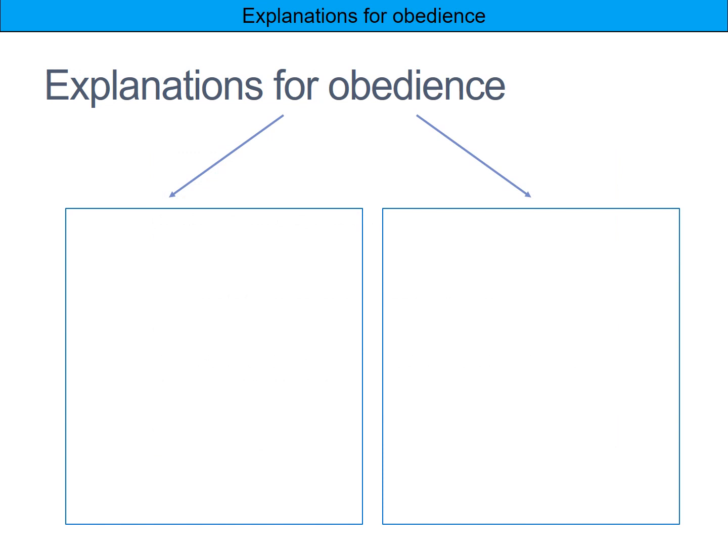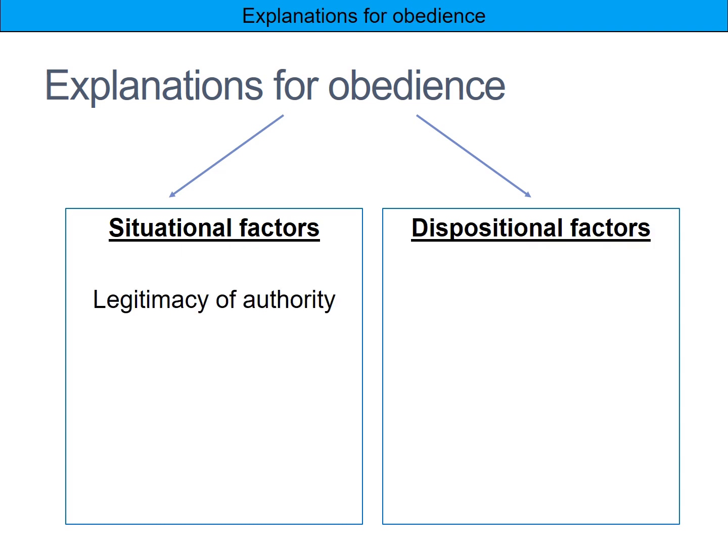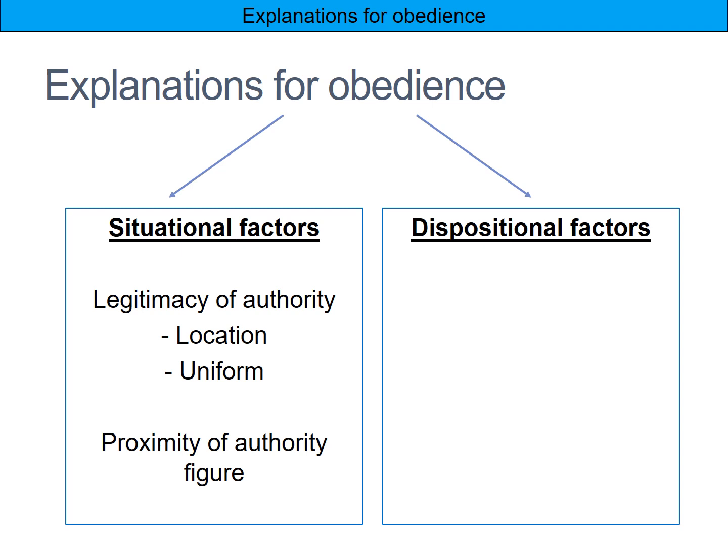Second thing we'll have a look at in the lesson, explanations for obedience. Two different types of explanations we're going to have a look at. First of all, situational factors, and second of all, personality or dispositional factors. The various situational factors we will study are legitimacy of authority, and that is affected by the location, and it's also affected by the uniform that the person giving the orders is wearing. Also, proximity of authority figure. Now, proximity means closeness. So how close is that authority figure to the person who's meant to be following the instructions? Second of all, as I mentioned, dispositional or personality factors. We will look at the authoritarian personality.